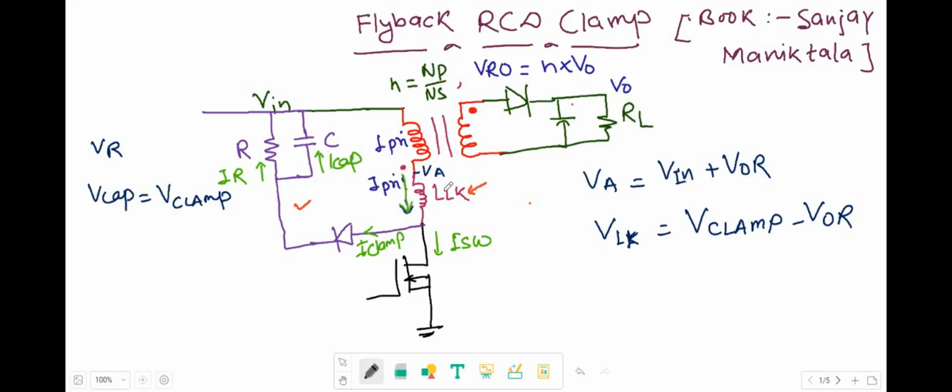This is nothing but the energy stored. What happens during the on time? During the on time, your primary inductance charges up to the peak current I peak value, and at the same time there will be energy stored in the leakage inductance, the leakage inductance of your primary transformer. So I have drawn the primary inductance L primary, and then we have the LLK, the leakage inductance.